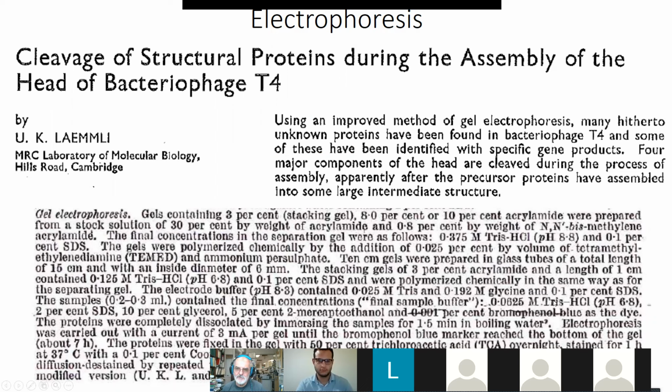Okay, so the sample buffer had some amount of tris. So the separation gel was 8.8. The stacking gel is 6.8. So the sample goes in the stacking gel buffer. But then it has an additional amount of SDS, 2% SDS in the sample. And then it has 10% glycerol, and it has 5% 2-mercaptoethanol. So the beta-mercaptoethanol is to break disulfide crosslinks. The glycerol is to give it density so that when you add it to the well, it sinks. If you don't add glycerol, it doesn't sink. And you want it to sink so it sits at the bottom of the well.